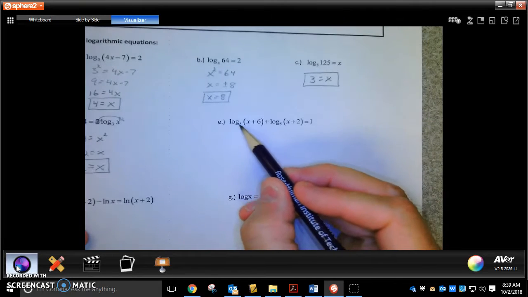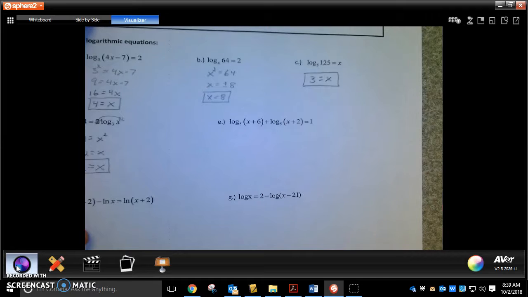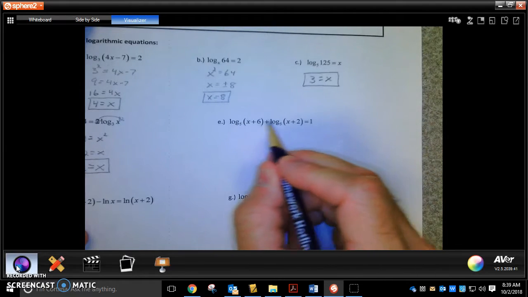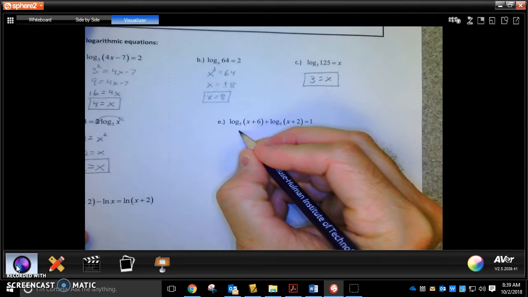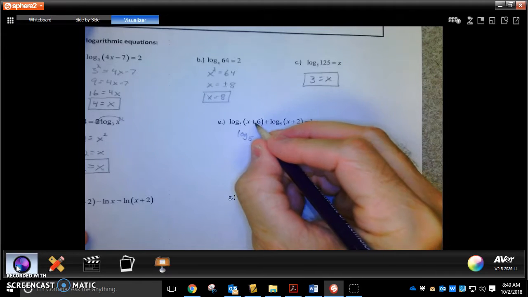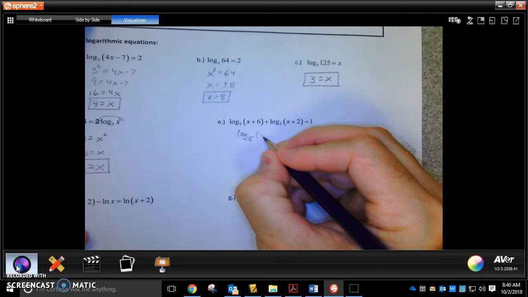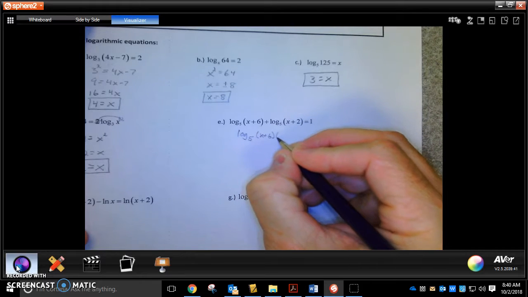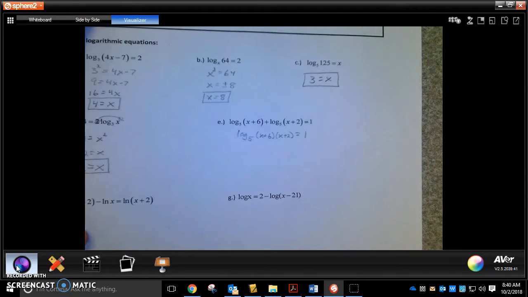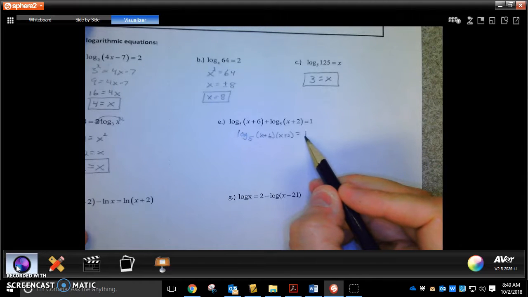First, we're going to take this left side and combine these two logarithms into a single logarithm. This is why we practiced this the other day. So you have two logs that are being added, so I can write them as a single log where the two things that I'm taking the log of are being multiplied. X plus 6, x plus 2 equals 1. That's why we did that the other day. So now I've got a single logarithm equals some number.